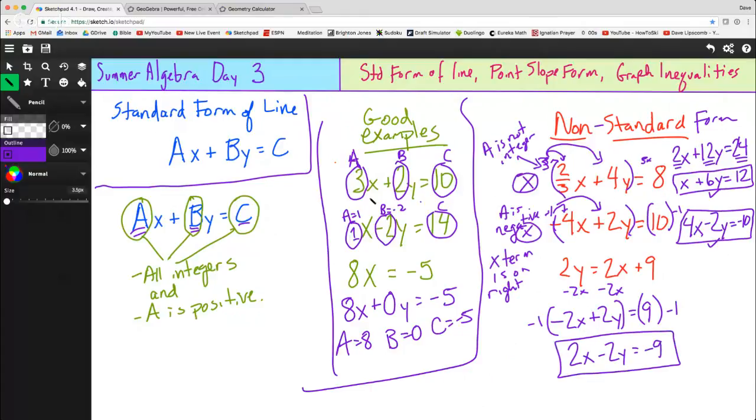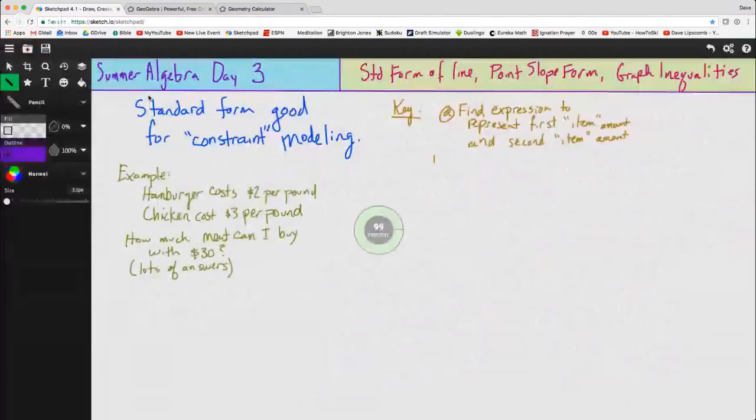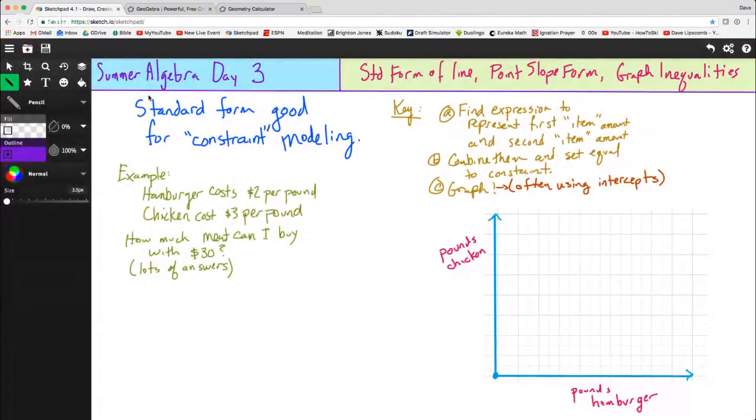Now, why do we care about standard form? This is what standard form is and how to recognize equations in standard form, but it doesn't tell you why it's useful. One really good reason is that standard form is good for constraint modeling linear equations. So let's talk about what we mean by constraint. Let's explain by example.